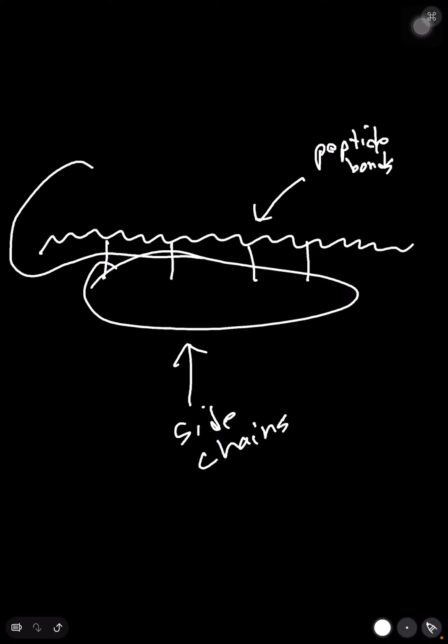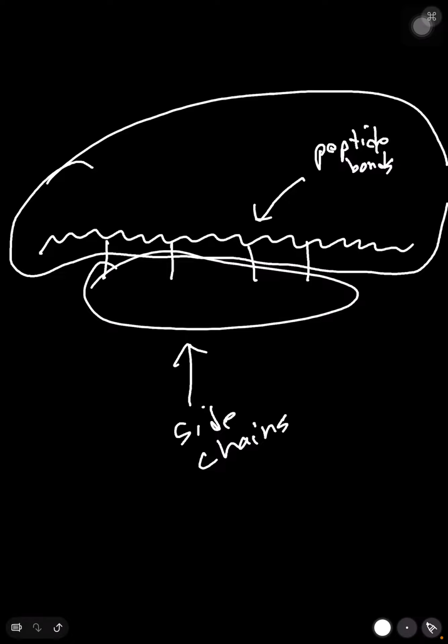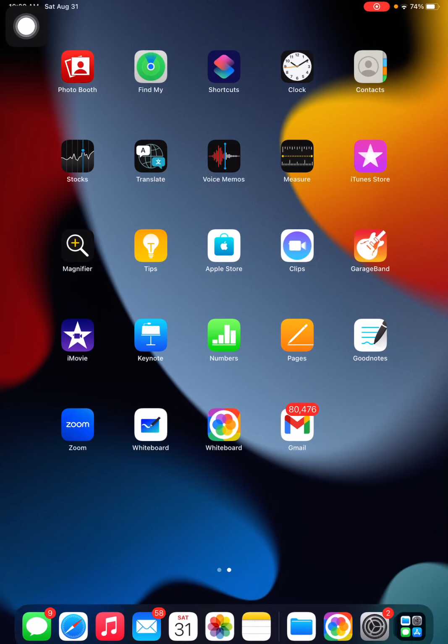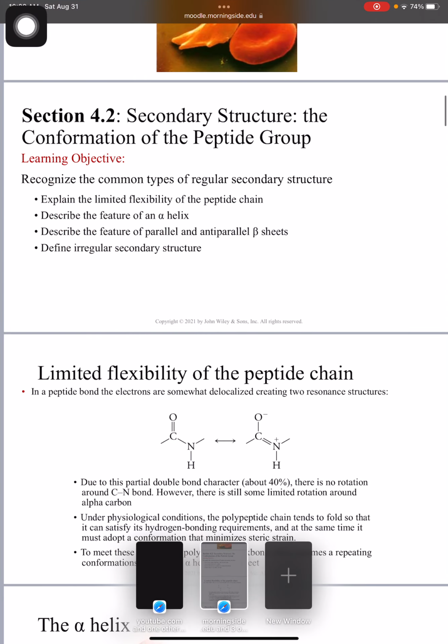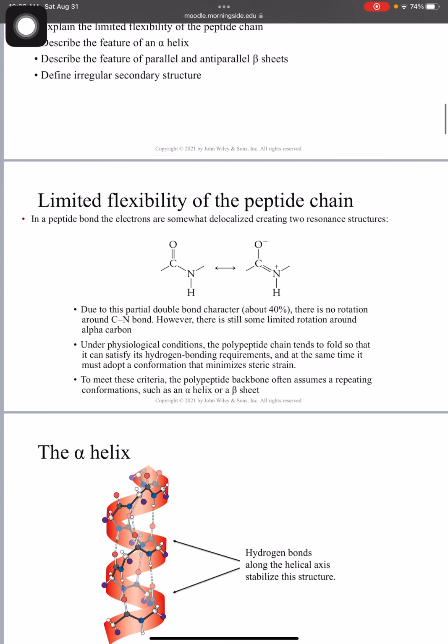So, when talking about secondary structure, we're worried more about this backbone and not so much about the side chains. All right? So we've talked about this a little bit, right? We know whenever we form a peptide bond, that CN bond that we make has partial double bond character, right? That means there's no free rotation around that carbon-nitrogen bond. That gives the peptide backbone a certain amount of stability.